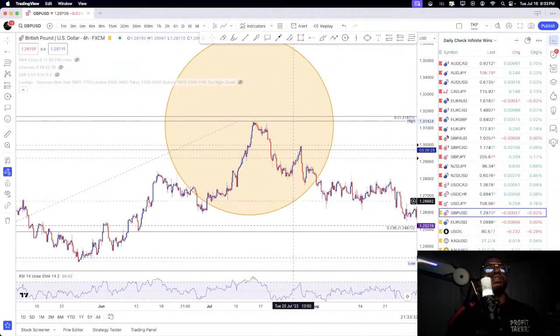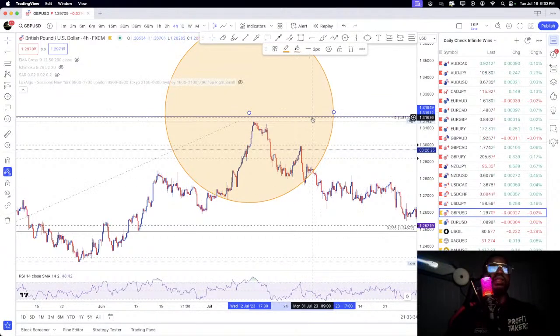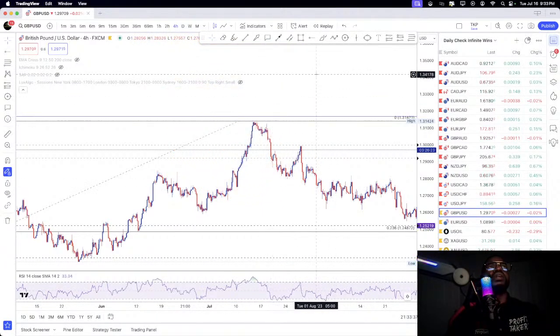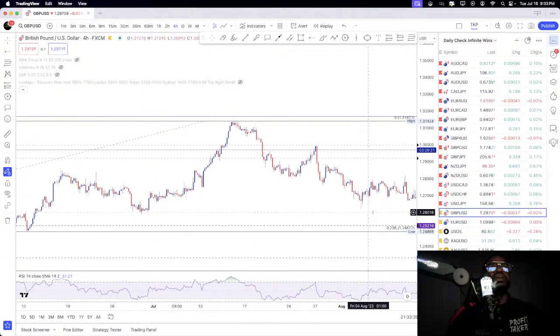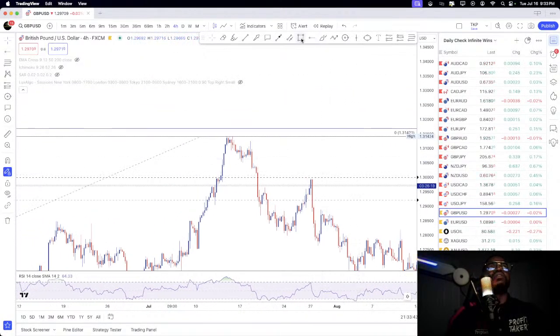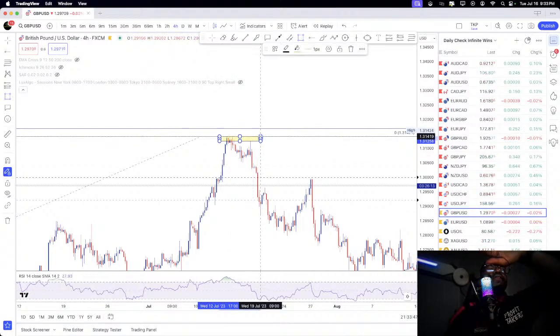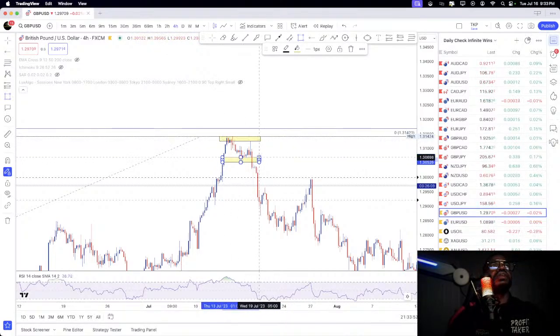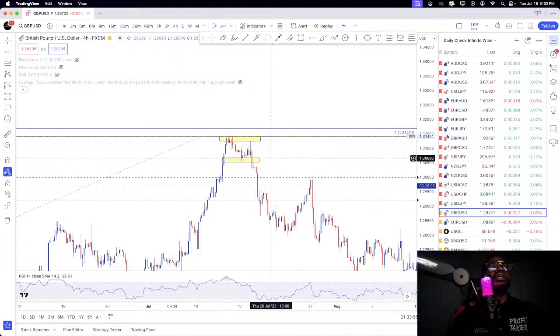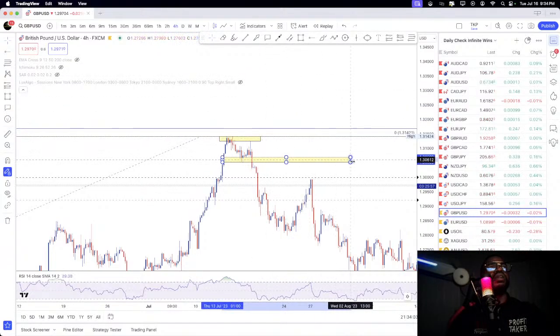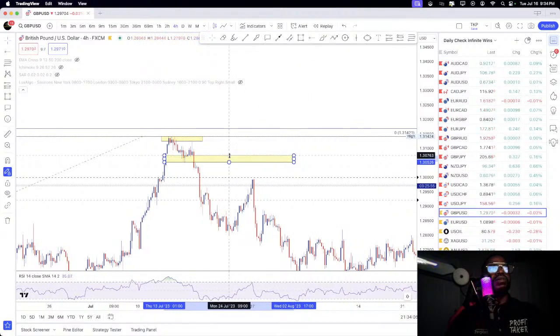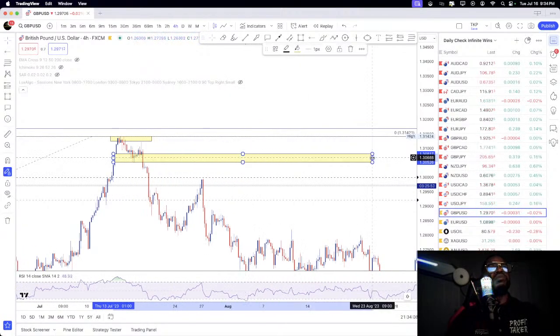Okay. So right here in this area, price created range. Now this area is yet to be retested, so there's a big chance that once price pulls back to hit this level, we could see a retest of this level in a short-term pullback.